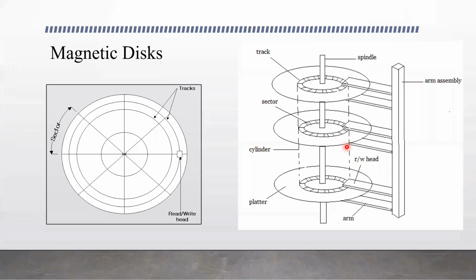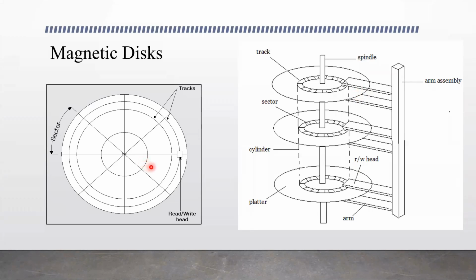It consists of several disks or platters with an electromagnetic read-write head for each surface, for the top and bottom surface. The disk rotates at high speed, and the read-write head attached to the arm is used to read or write a character from the disk.